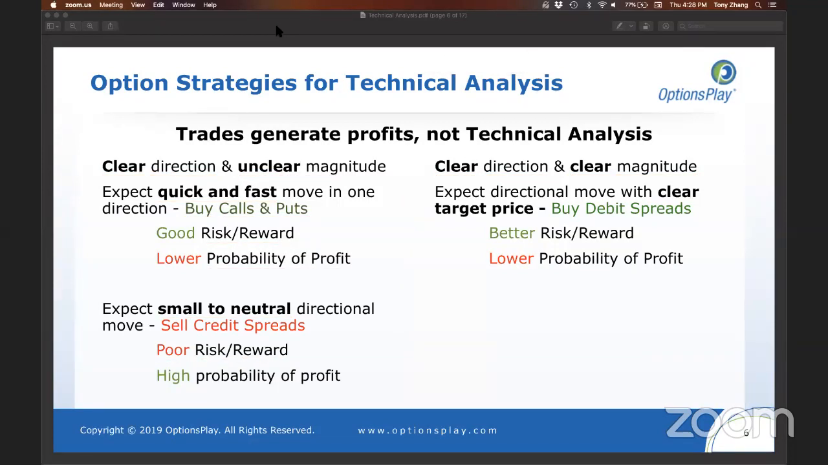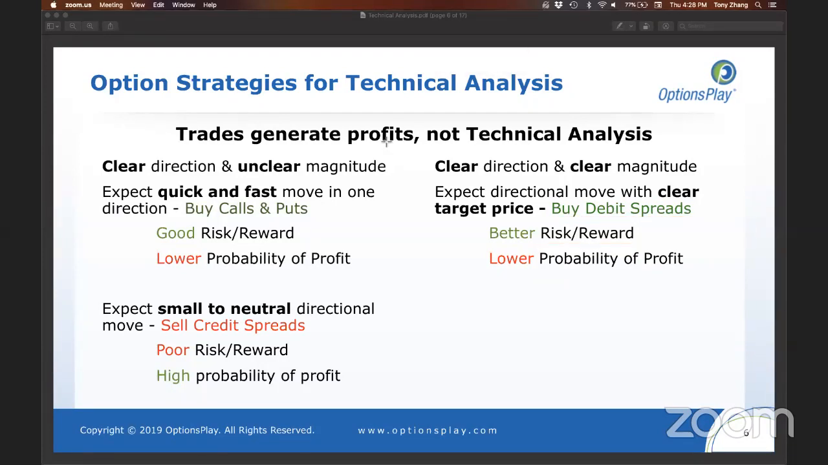On the flip side, if you have a clear sense of direction, and you also have a clear target price as to where you think that stock will go, then you generally want to buy debit spreads. Debit spreads have relatively good risk to reward ratio. They typically do have lower probability of profit, but they are very good for lowering your risk on a trade or providing very good risk to reward ratio, especially for a very defined move.